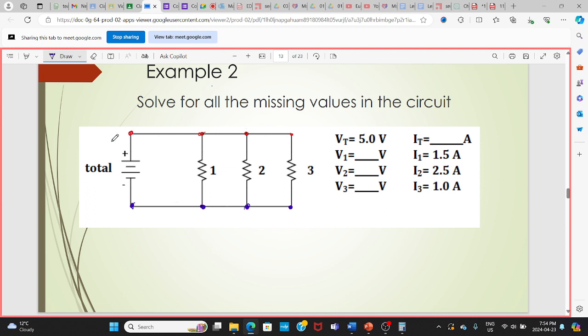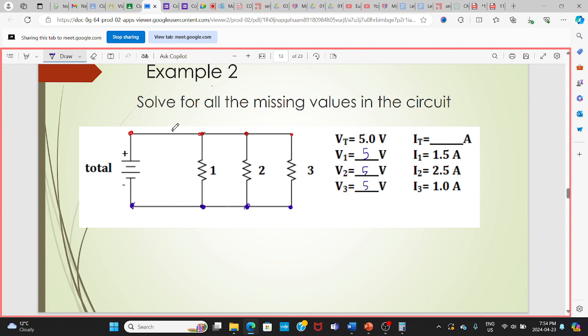Then I can say the voltage across the battery is the same as the voltage across the first load, the voltage across the second load, and the voltage across the third load. So I can easily say all of that is 5, 5, 5.